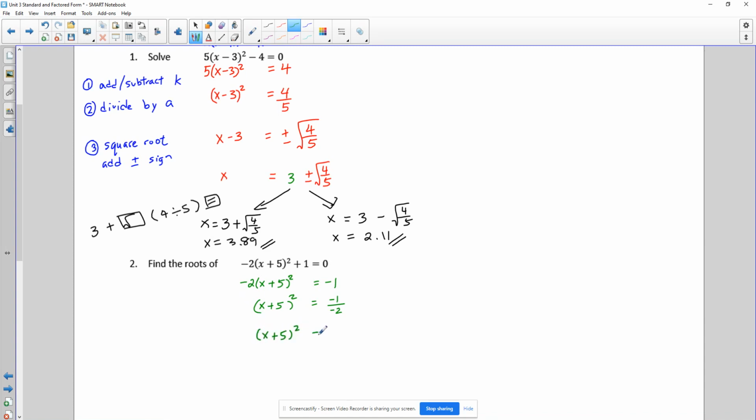Now I'm going to clean up the other side because you can see that the double negative is going to become a positive, right? -1 divided by -2. If you don't believe me, you can punch it on a calculator. You get positive 1 over 2. You need to get rid of the square. So you square root the other side. Don't forget the plus minus sign.